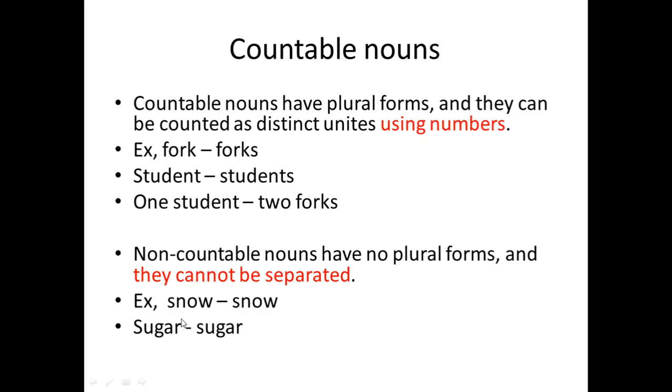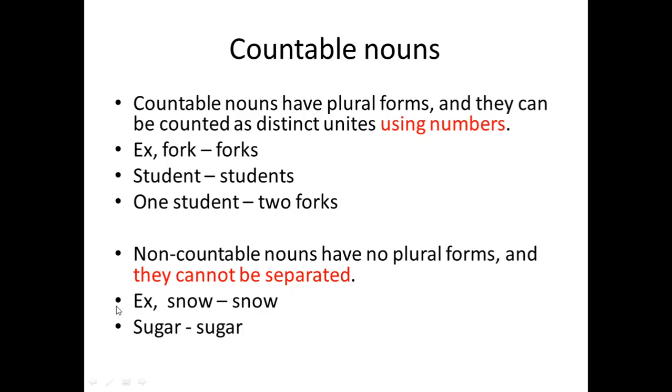Just like these two examples. Snow. How about the plural form of snow? It is, again, snow. We can't say snows. It's not possible, right? So therefore, it is non-countable. We can't say 2 snow, 1 snow, 3 snow, right? We simply say snow. The same for sugar or tea.